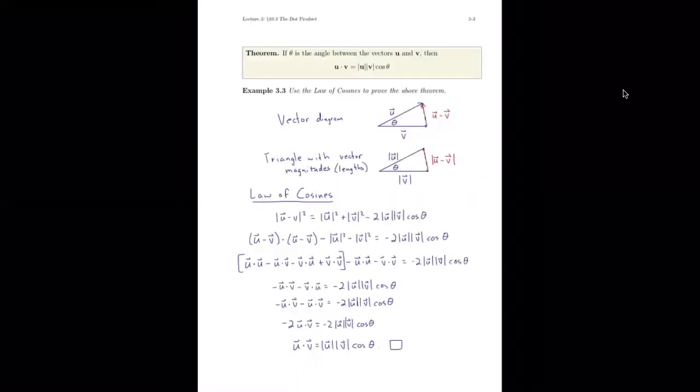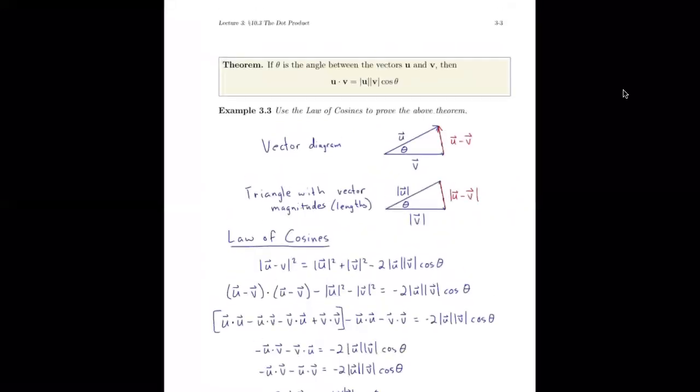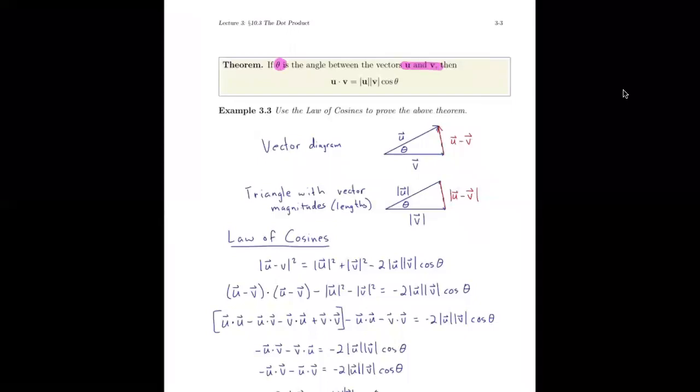Okay, so maybe a bit more of a complicated theorem to prove is the following. This is a nice characterization, very useful characterization of the dot product. Now, if theta is the angle between the vectors u and v, then we'll have the following relationship. U dot v is equal to the magnitude of u times the magnitude of v times the cosine of theta, the angle between these two vectors. All right, so where does that formula come from? Well, it actually comes from the law of cosines. Okay, and as the example below kind of hints, we'll use the law of cosines to prove this vector identity.